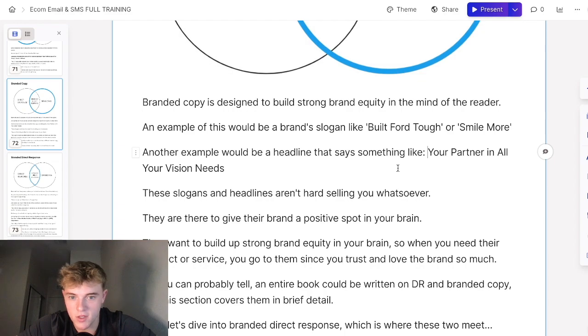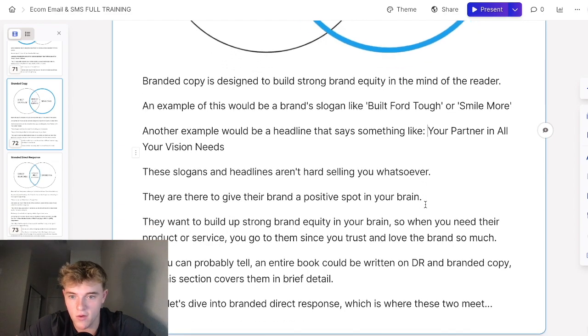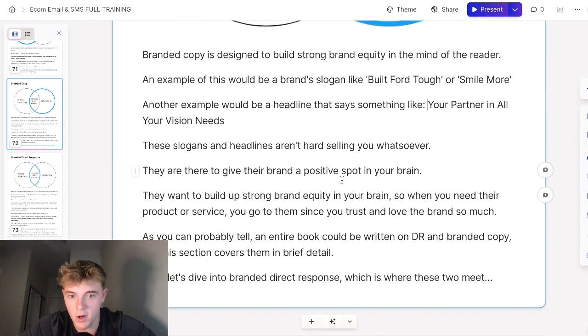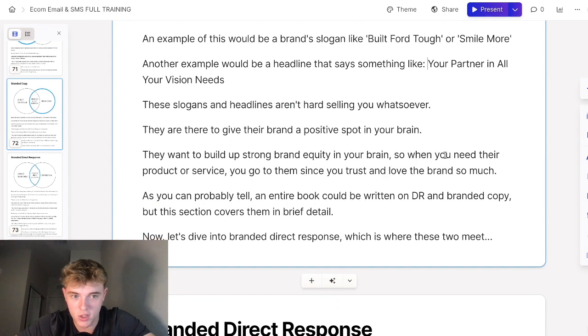And so these slogans and headlines aren't selling you hard whatsoever. They're literally just there to give their brand a positive spot in your brain. You can think of it as like real estate in your brain. That's what branded copy is trying to do. They want to build up strong brand equity in your brain, so when you need their product or service, you go to them since you trust them already and you love the brand so much. That's the power of branded copy.